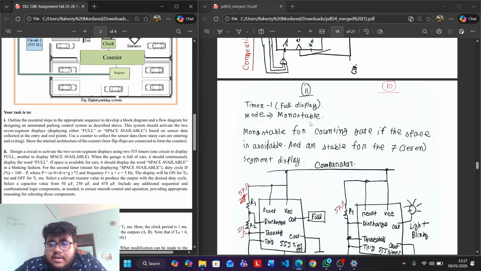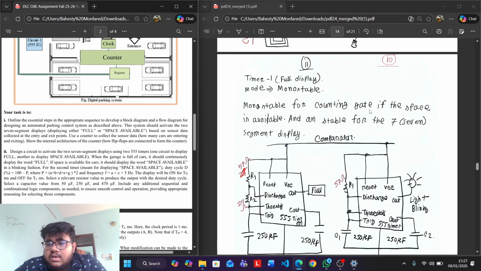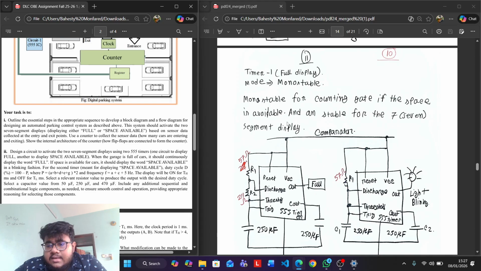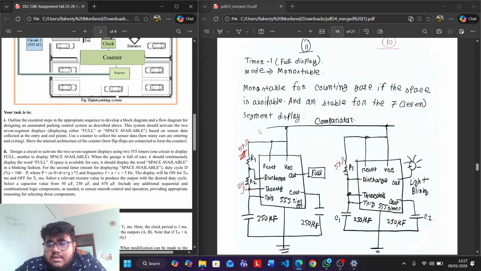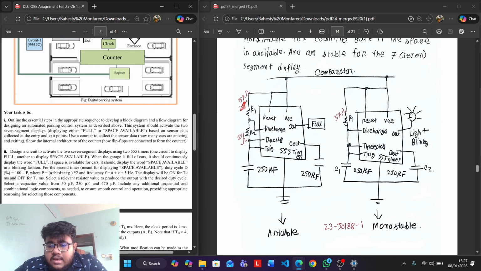For the first display, I have to configure my 555 timer in monostable mode. So monostable for counting gate if space is available, and astable for the 7-segment display. So I am using astable and monostable timer ICs together. This is my timer IC and this is the timer IC pin diagram. We know that the IC has 8 pins. So there are my 8 pins. This is my first timer IC and this is my display.